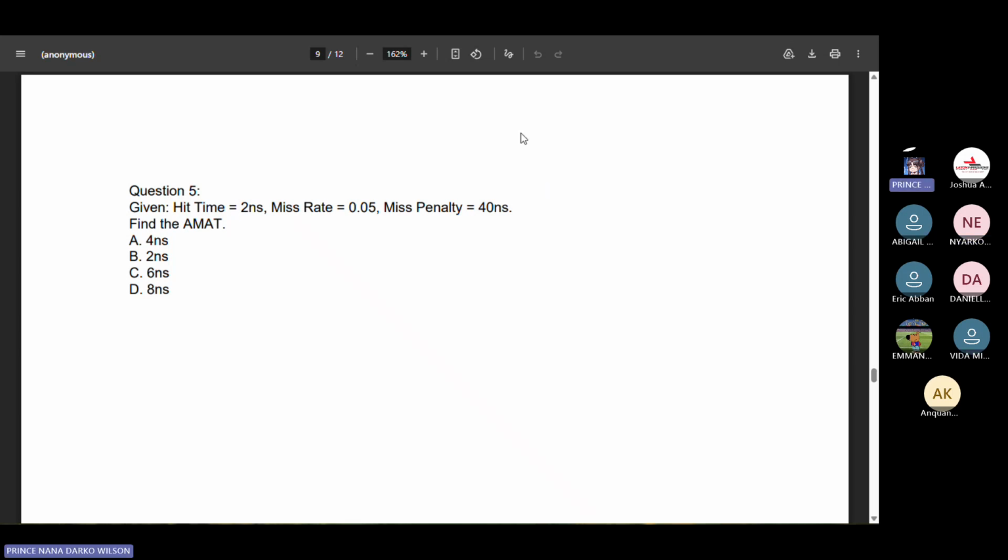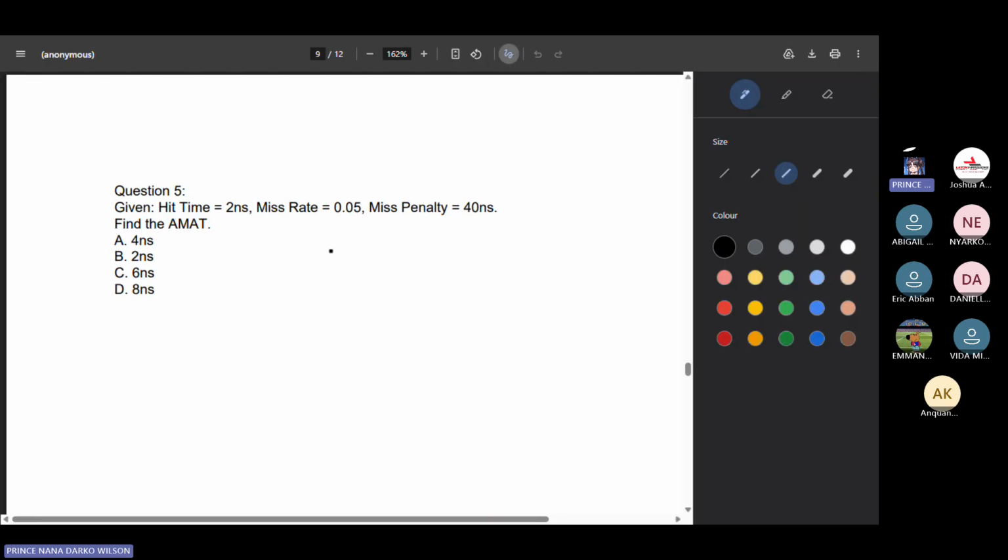So Mr. Joshua, I think there's a little more that you have to do. Let's see what's happening here. You know the formula that the AMAT is equal to the hit time, and then we add that to the product of the miss rate and the miss penalty. If we combine all these together, the hit time is 2. Our miss rate is 0.05. That means 5%, right? 0.05.